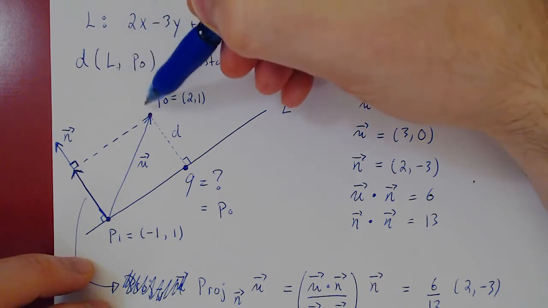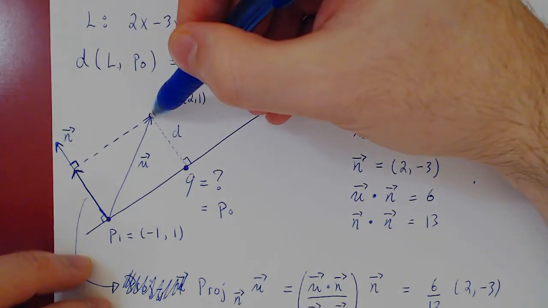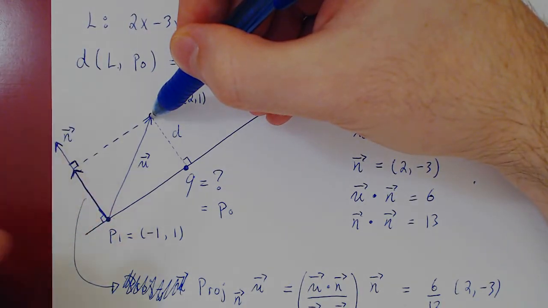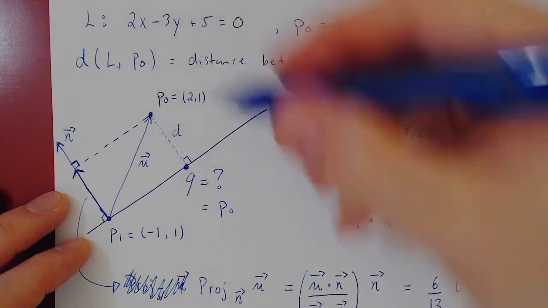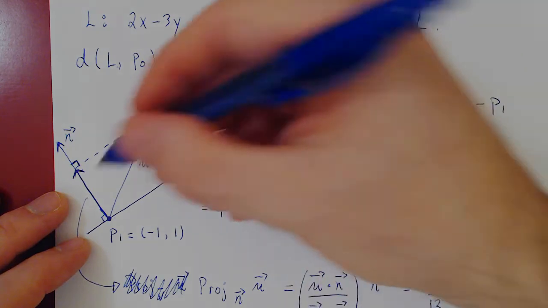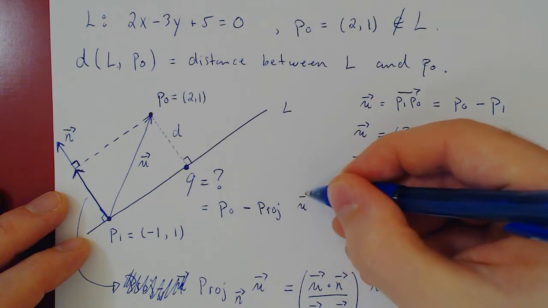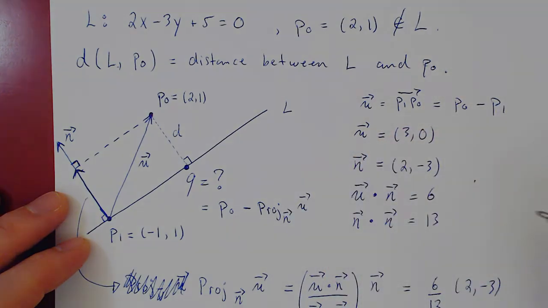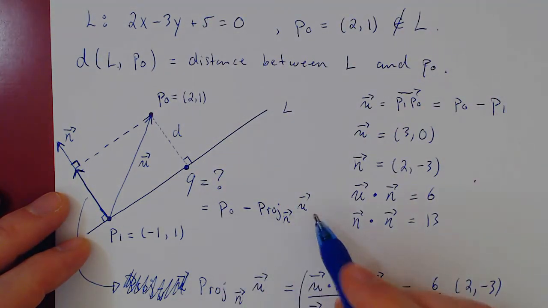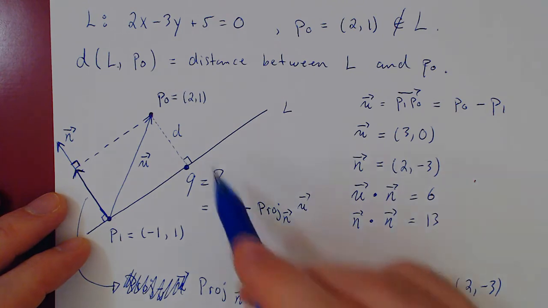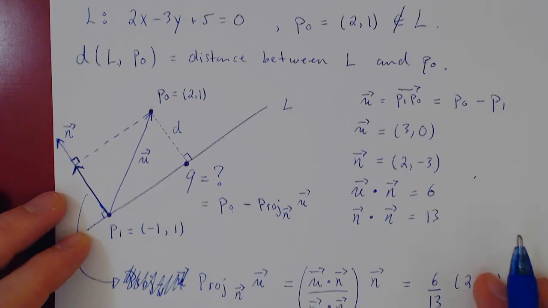But what if you did P naught and you added the negative of this vector? Then if you add the negative of this vector to P naught, you land exactly on Q. So it's just P naught plus the negative of the projection of u onto n. And this will give you the point on L that lies closest to P naught. So let's compute this, and it's quite easy because we already have the coordinates of P naught, and we have just found the projection of u onto n.